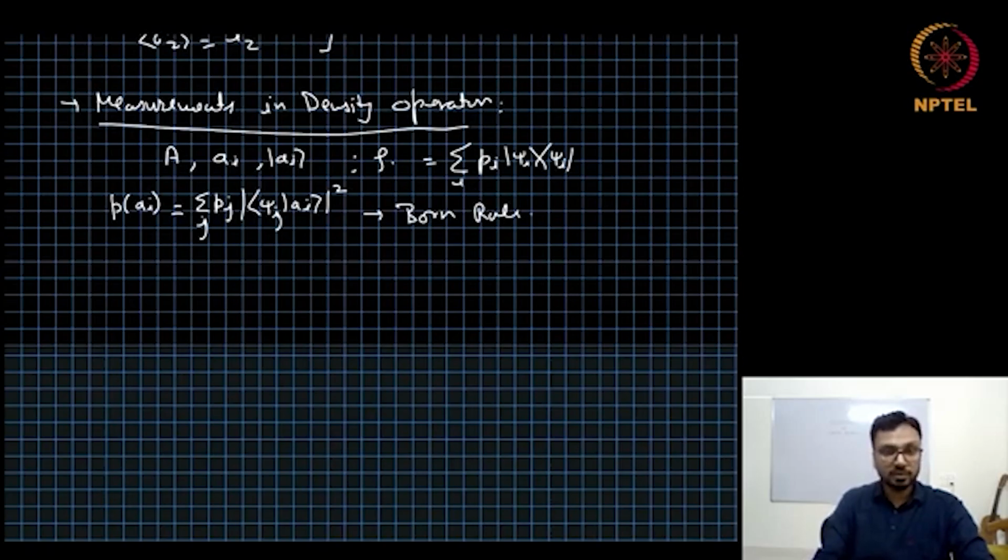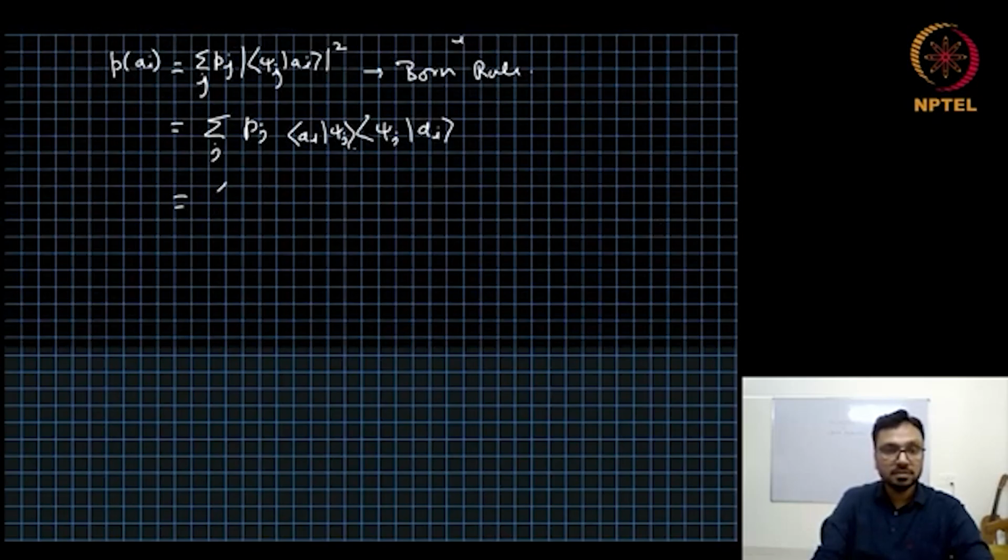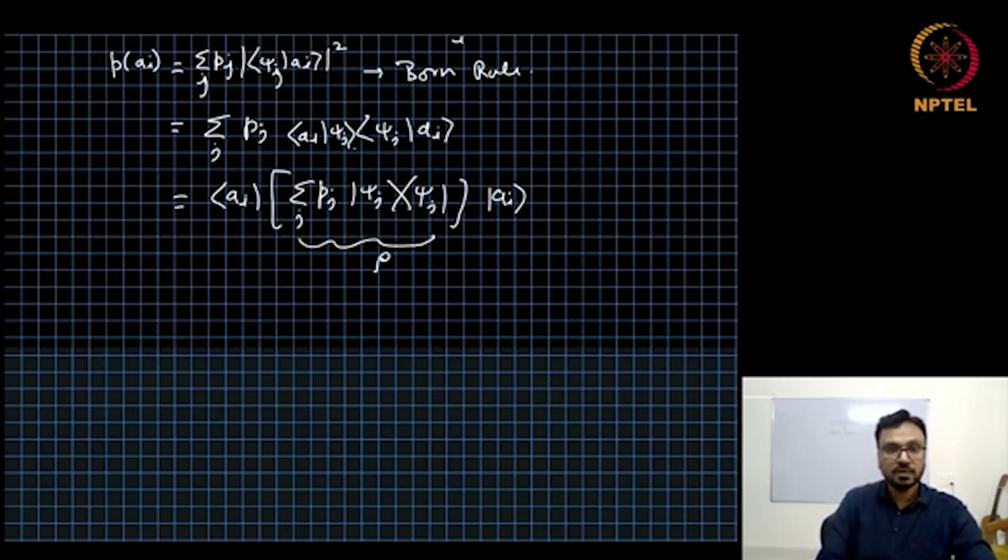But this is not very useful because we need to find the p_j's and psi_j's. So we can expand it to make it simpler. The sum over j of p_j <a_i|psi_j><psi_j|a_i> is <a_i| (sum over j of p_j |psi_j><psi_j|) |a_i>, and this is our rho. So the probability of getting the outcome a_i is actually the expectation value of rho in terms of |a_i>.